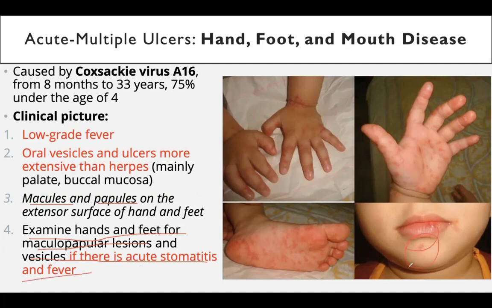Vesicles, fluid-filled blisters around the oral cavity, causing acute stomatitis and fever: hand, foot, and mouth disease in an epidemic area, herpangina. You need to distinguish. Both are caused by the same virus. No epidemic here.